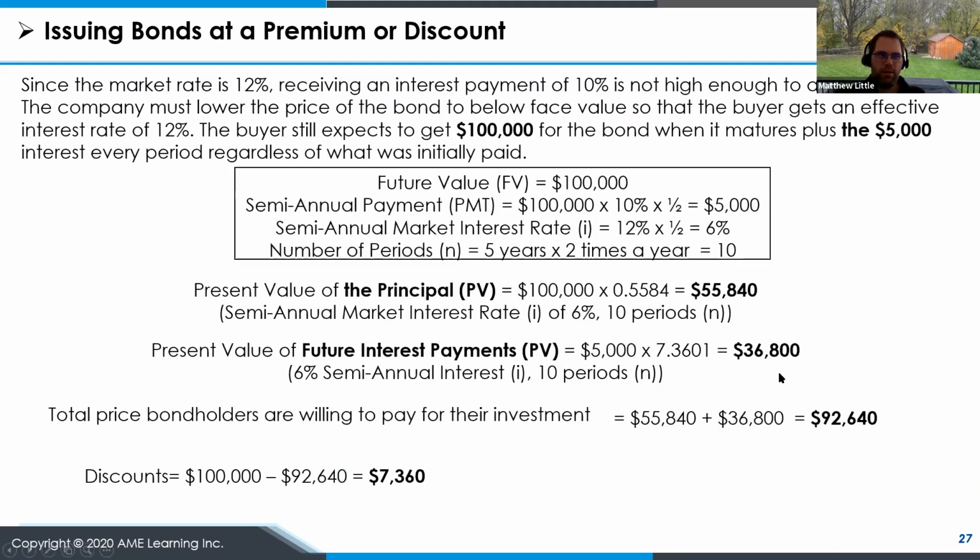So you go through the same kind of calculations. What's the present value of the principal based on 6% every 6 months, so that's 10 periods to equal 5 years. Present value of the future interest payments, 6%, 10 periods, 5,000 every 6 months. So the present value would be 92,640, which would be what they'd be willing to pay because they're earning less interest on this bond than they could elsewhere. Subtracting the 92,640 from the face value of the bonds of 100,000 gives us a discount calculation of $7,360.